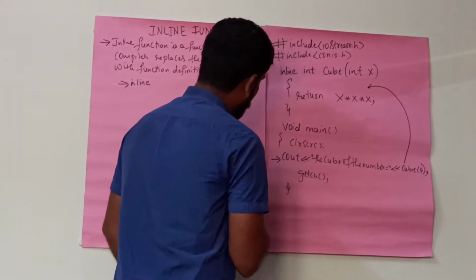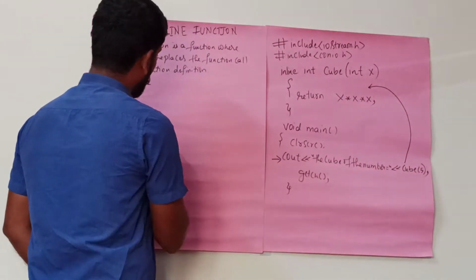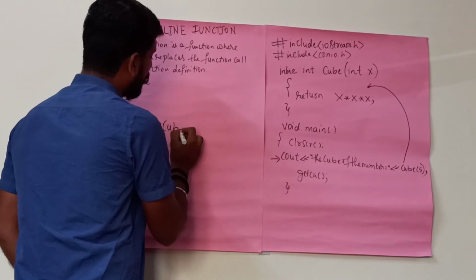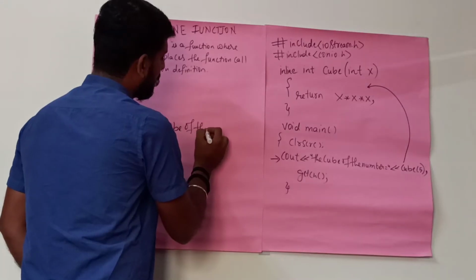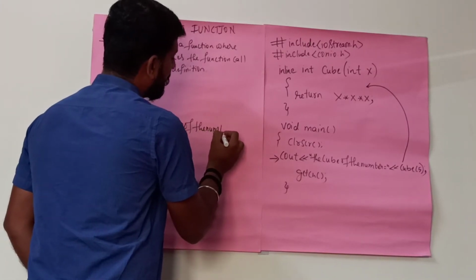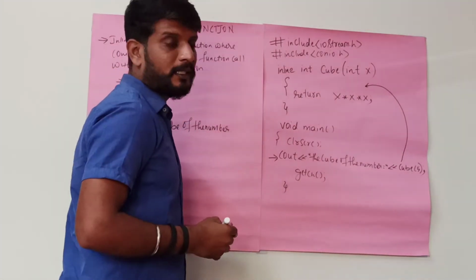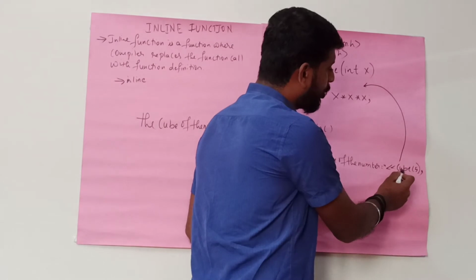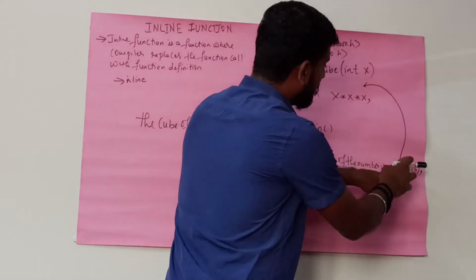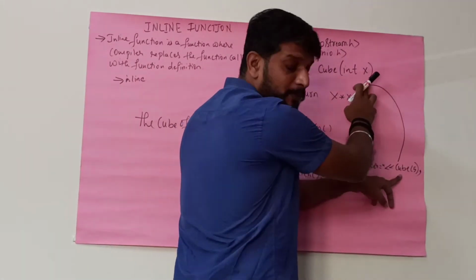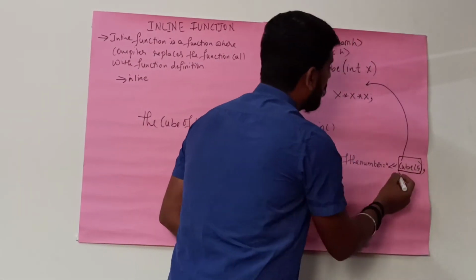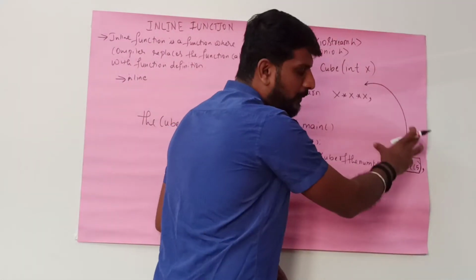Next what happens, you will get this particular output, that is the thing will be printed as it is, the cube of the number will be printed as it is. Next, cube of 5, I am calling the function cube of 5. So what happens, instead of control getting passed to this particular function, this particular code will be replaced by this particular function.